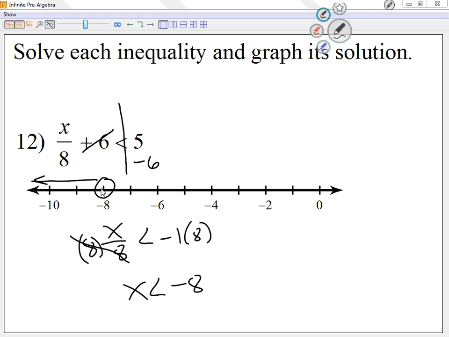If you guys are not sure which side the arrow goes to, pick a number from there. Like I'm picking negative 10 and placing it in there. Negative 10 less than negative 8? Yes, it is. So any number from this side makes the statement true. Any number from this other side makes the statement not true.